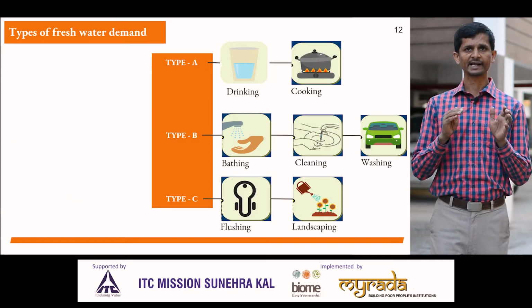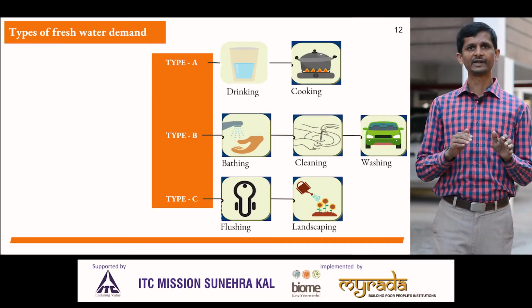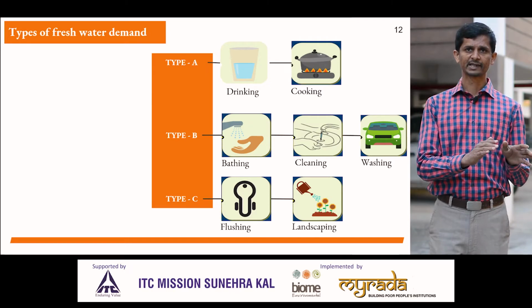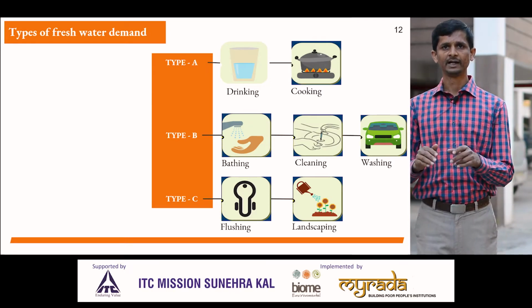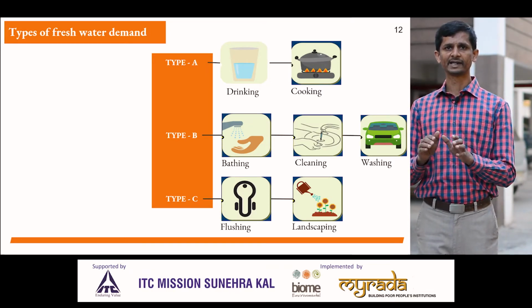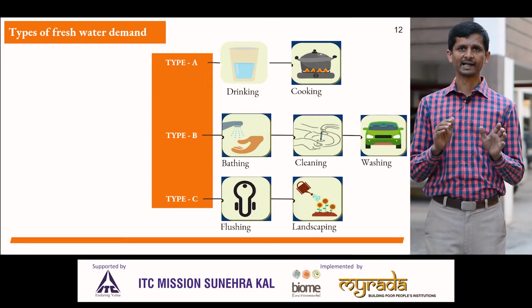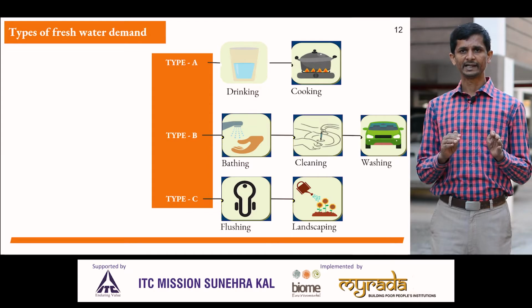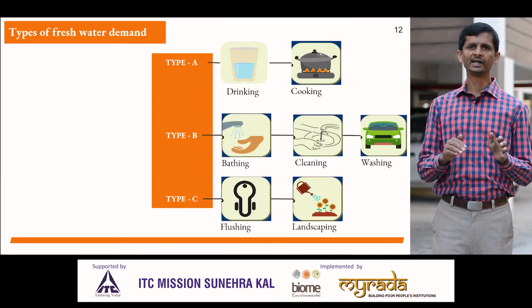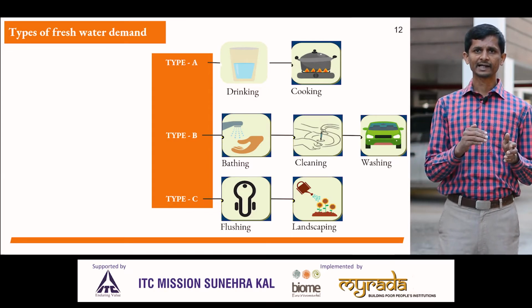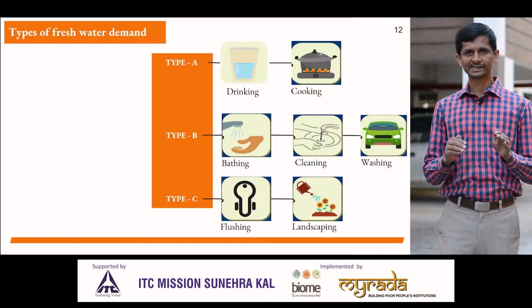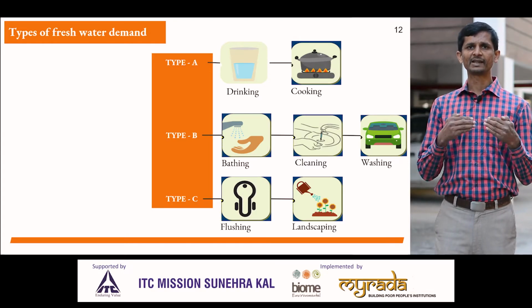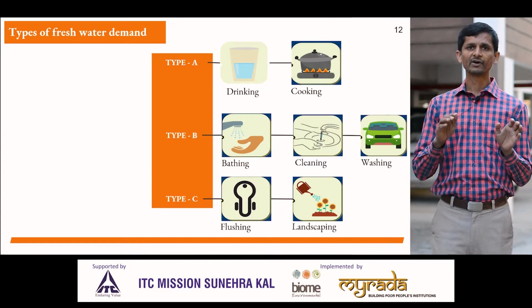It is useful to categorize water demand into different types since different purposes require different quality of water. The cleanest water required for drinking and cooking can be categorized as the first category. The second category of water for bathing, washing and cleaning need not be super clean. The third category of water required for flushing and landscaping can be utilized from the treated wastewater without wasting the fresh water.